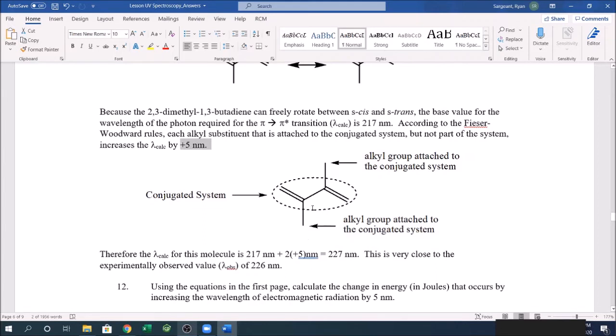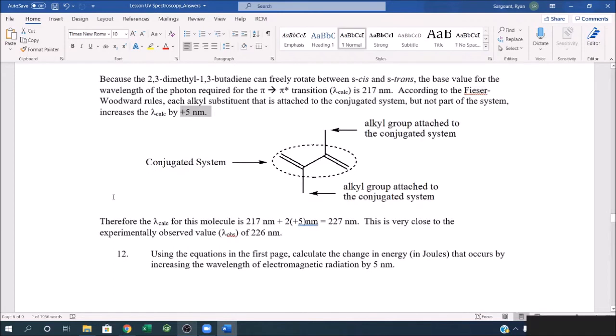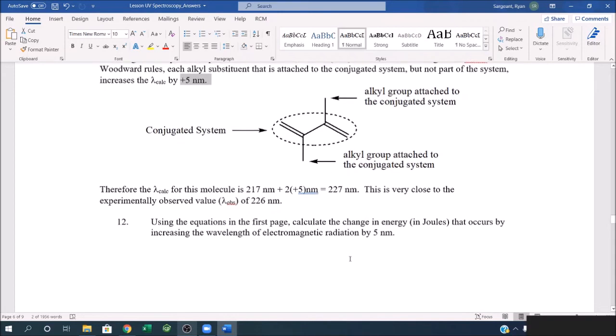So 2,3-dimethyl-1,3-butadiene has a lambda calculated of 227 nanometers, which is actually quite close to the 226 value that you observe in the laboratory. So we're going to use these Fieser-Woodward rules until you've understood how to apply them to various problems. It will be on you to memorize these values and then learn how to apply them, but I'm going to show you several examples where we can apply these repeatedly so that you get a good feel for how they work. Before we look at more examples, let's think about, what does 5 nanometers mean?